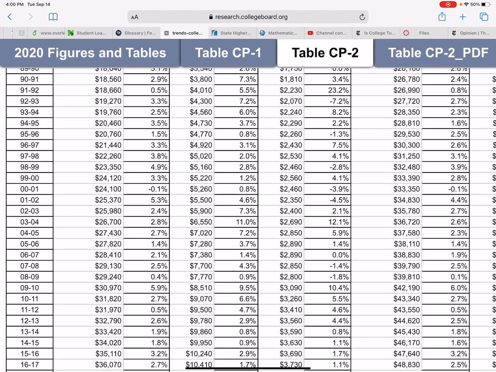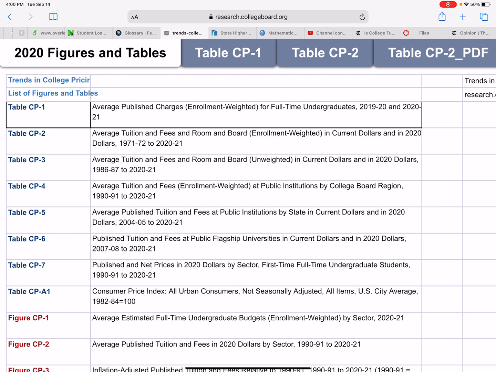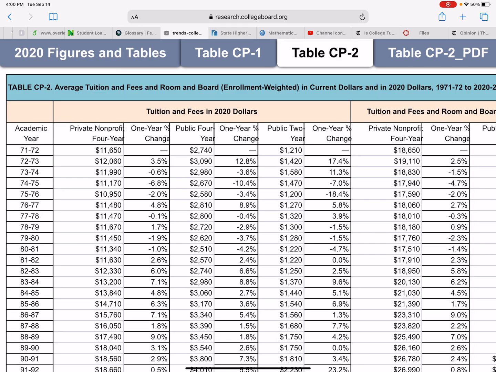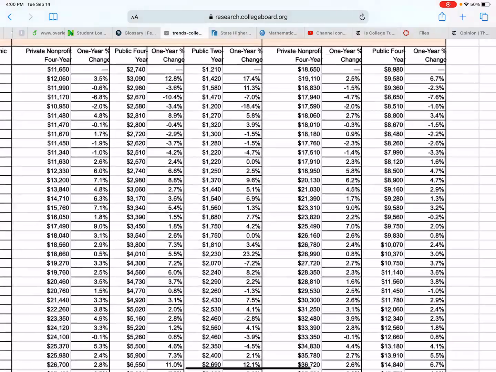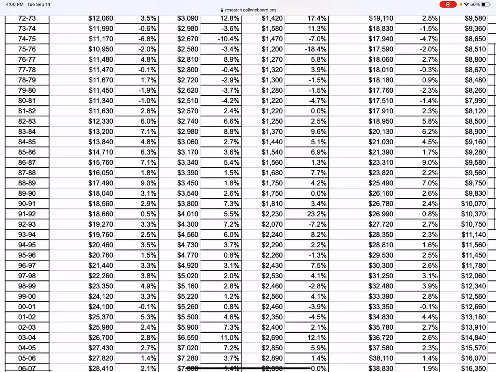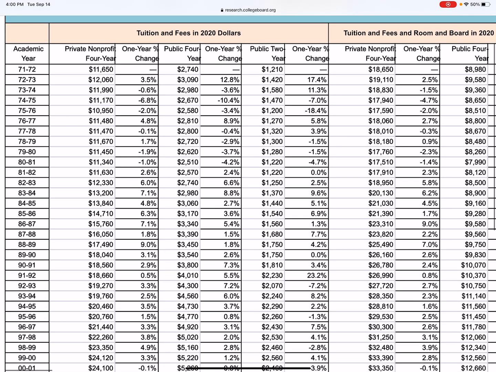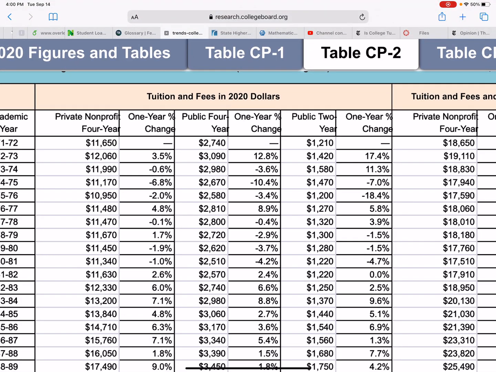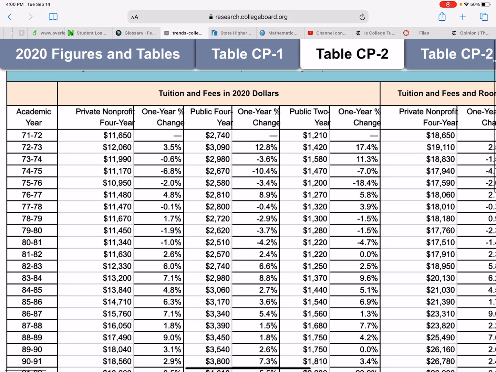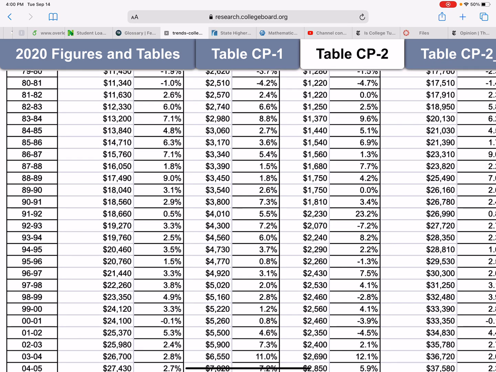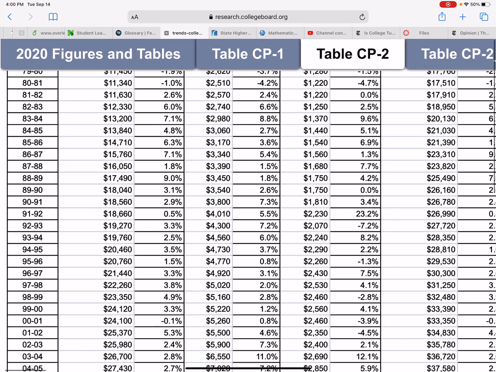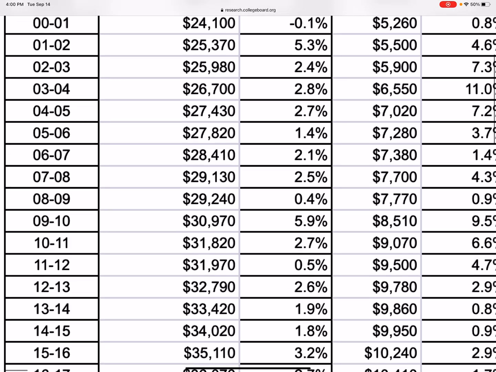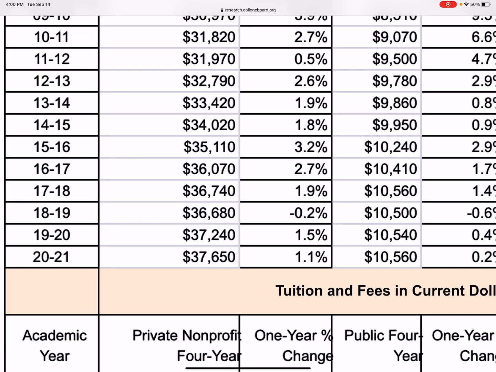It should give you something like this. Then you want to go to table CP2, and this will give us the prices for tuition and fees in 2020 dollars. We're interested in finding those tuition and fees for private nonprofit four-year colleges, public four-year colleges, and public two-year colleges. We're going to do it from 1990 to 1991, and go all the way down until we hit 2020 to 2021.